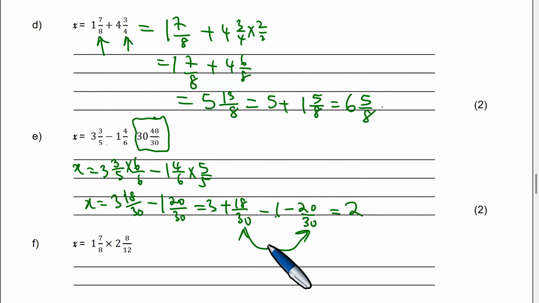So -2. So in other words, it becomes -2 out of 30. So what is the answer to this? Here you must make it over 1. You must make it over 1.